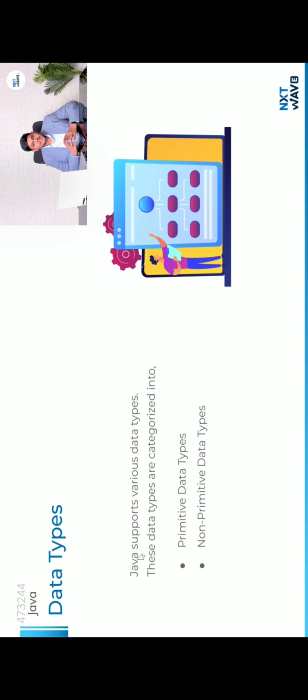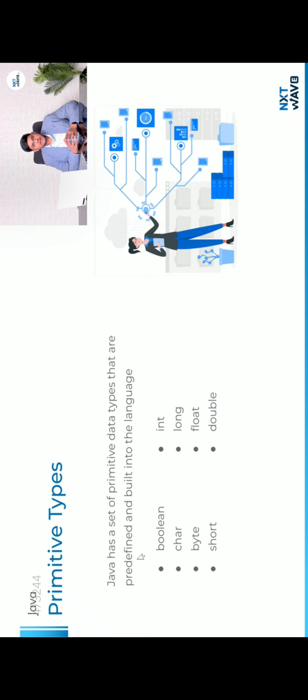Right. Now let's get to data types in Java. Java has various types of data types, and they can be broadly categorized into two types. One is primitive data types and the other is non-primitive data types. Let's look into what each of these types are. In Java, the primitive data types are the ones which are already predefined and built into the language itself. They are Boolean, char, byte, short, int, long, float, and double. We'll look into what each of these data types mean. Some of them you are already familiar with, and some of them might be pretty new for you.